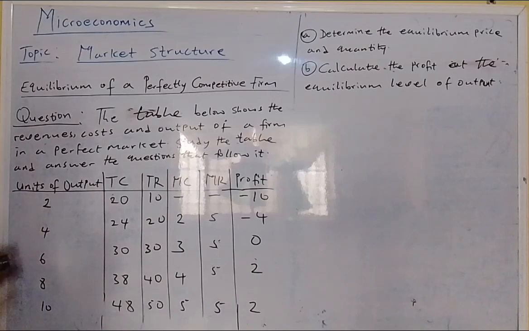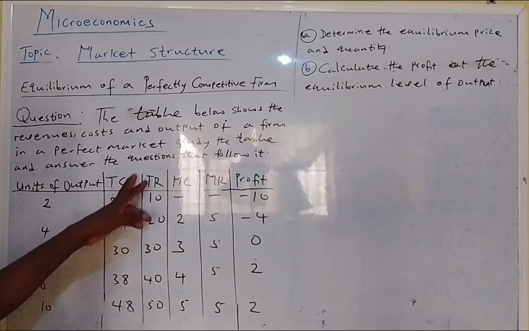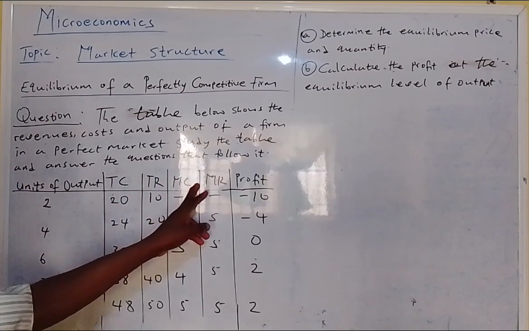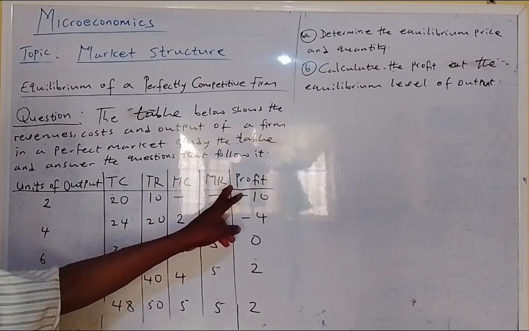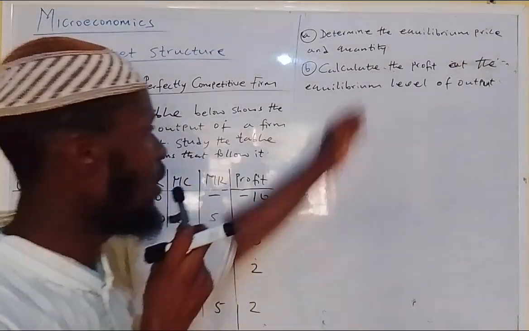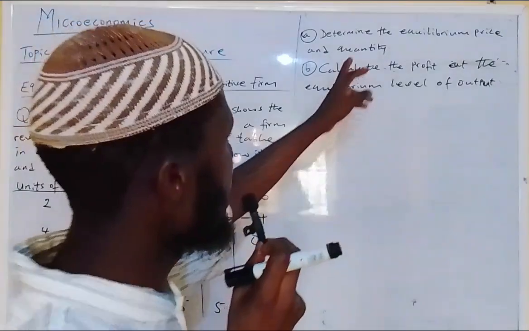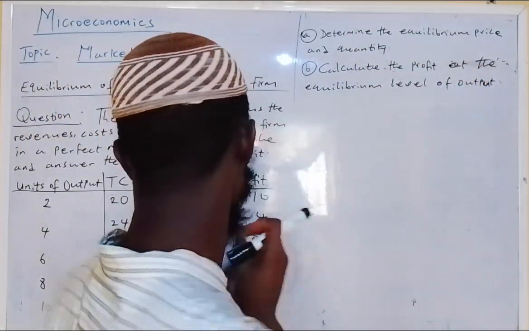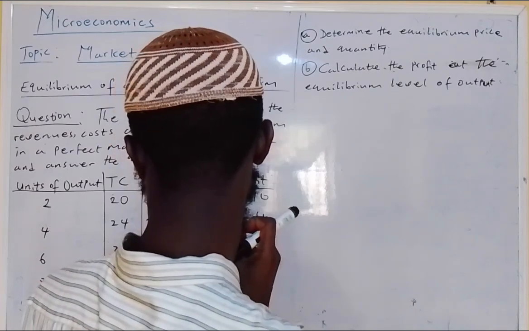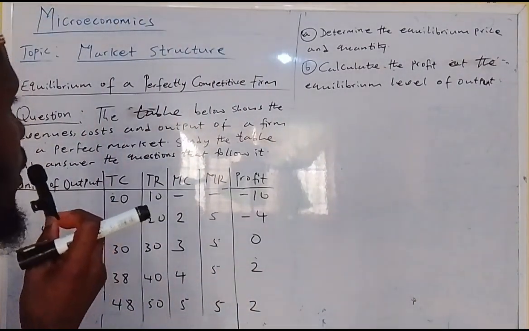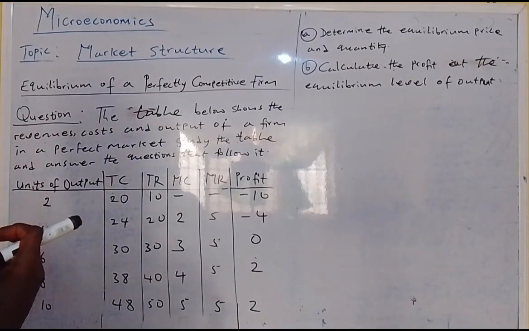Here is the table. In the first column here, we have the unit of output produced, we have total cost, we have total revenue, we have marginal cost, that is MC, we have marginal revenue, then lastly we have profit here. And here are the questions. The first question says determine the equilibrium price and quantity. Second question says calculate the firm's profit at the equilibrium level.